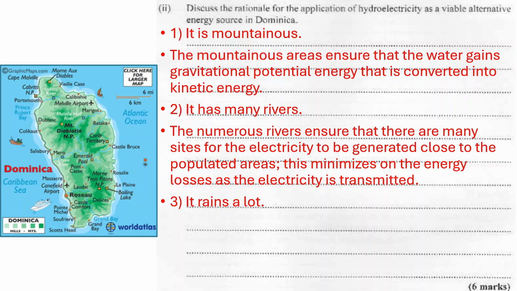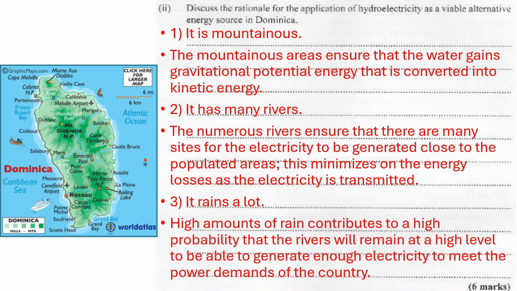And third, it rains a lot. Well, that means that there are high amounts of rain that will contribute to a high probability that the rivers will remain at a high level to be able to generate enough electricity to meet the power demands of the country.